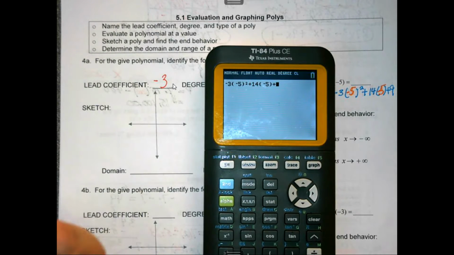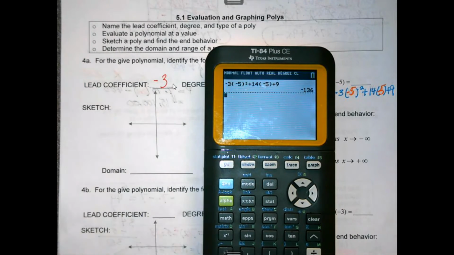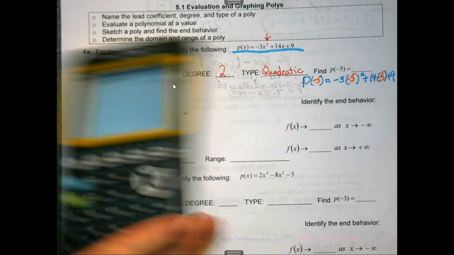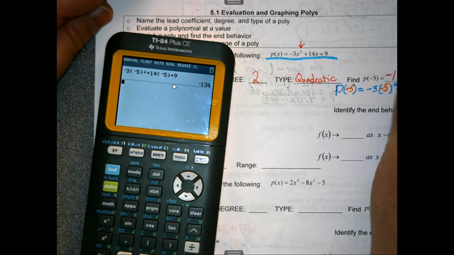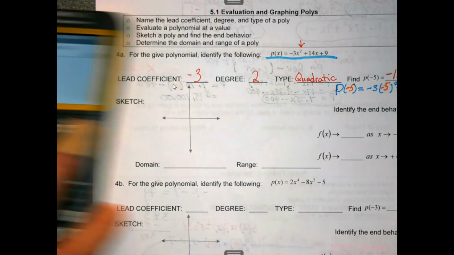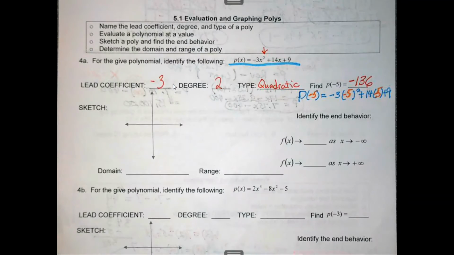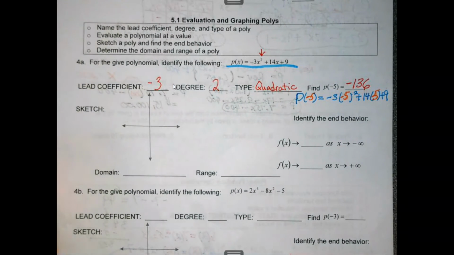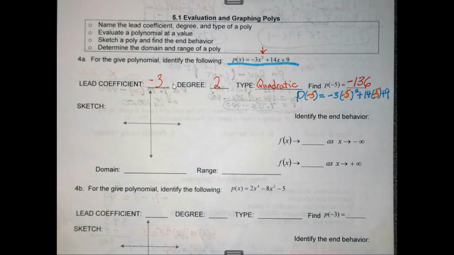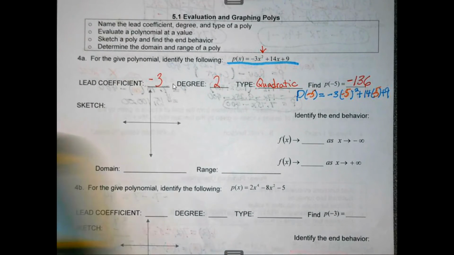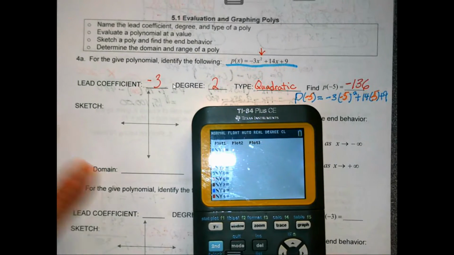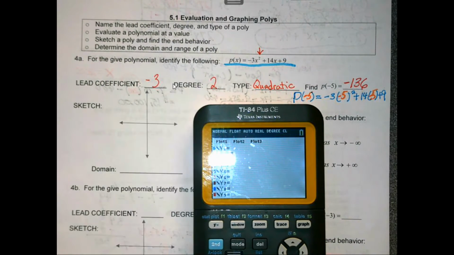Plus 9. -136. Okay. Then we want to sketch this graph. What shape is this? Yep. Well, it's a polynomial. It's second degree, so what kind of shape am I going to have here? A parabola, right? In fact, it's a parabola. It's going to open downwards.